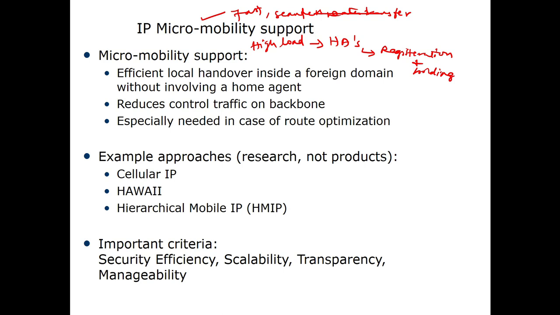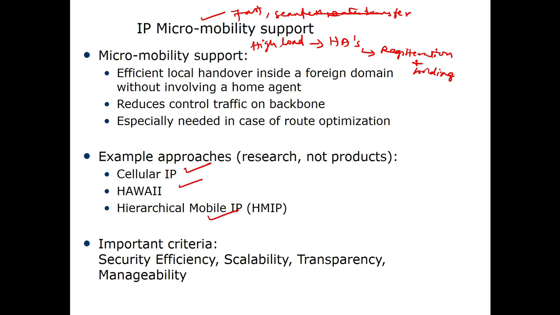The basic idea of the micro mobility concept is frequent updates generated by local changes of the point of attachment with respect to the home network, and informing the foreign agent about the point to which the node has moved. Hence we go for three approaches: cellular IP, Hawaii, and hierarchical mobile IP.